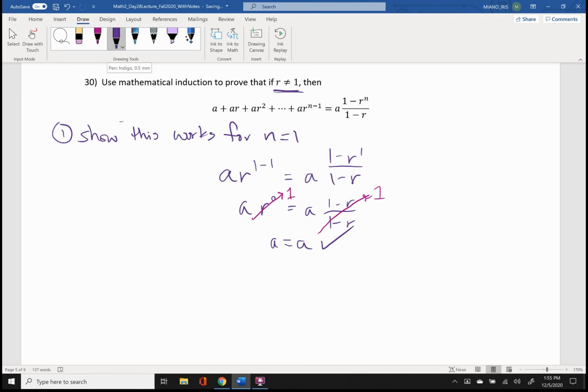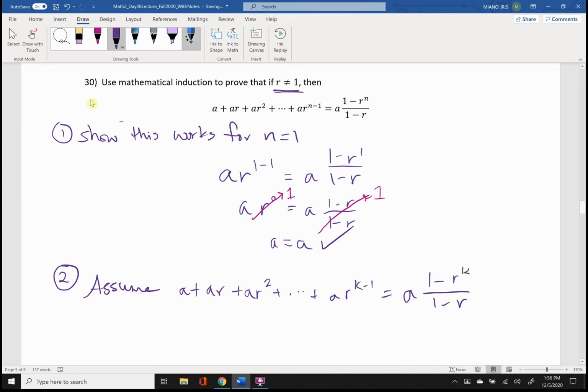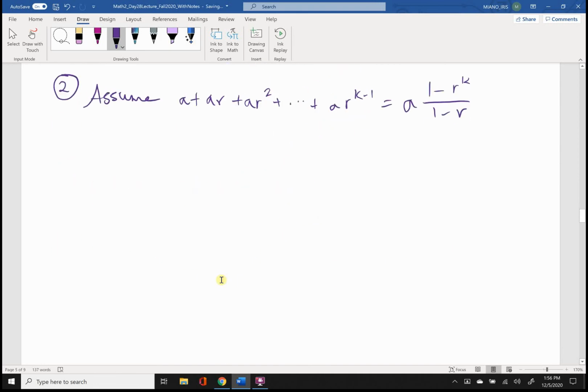Step 1 achieved. Step 2, the easiest step in the world. Go ahead and write down this relationship, replacing all of your n's with k's, and assume that it's true. Assume that a plus ar plus ar squared plus ... plus ar to the k minus 1 power equals a times (1 minus r to the k) over (1 minus r). Great. So we get to assume that this is true.